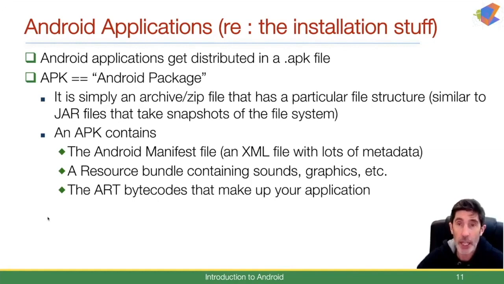In general, what the APK consists of is the following: a manifest file, which is basically an XML file with a lot of metadata about your app, things like permissions, the version number, and what screens are allowed to be loaded. We will come back to that and cover it regularly through the rest of the module. A resource bundle containing sounds, graphics, etc., and then the actual ART, the Android runtime, bytecodes that make up your application. It's like a .exe for all intents and purposes, if you're familiar with Windows and a .exe, or on iOS, it's a .pkg.